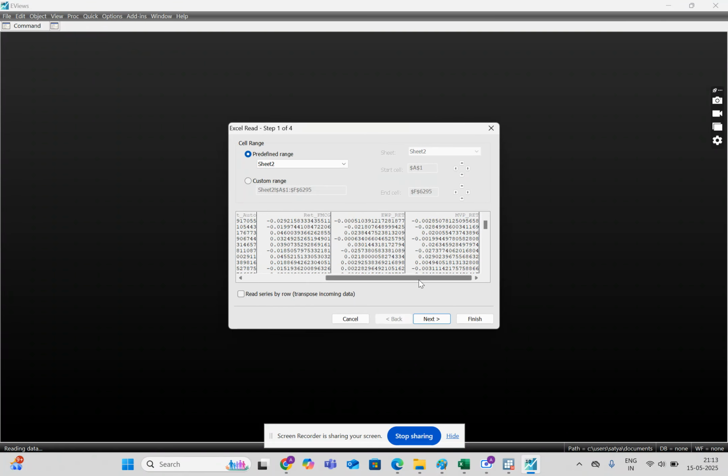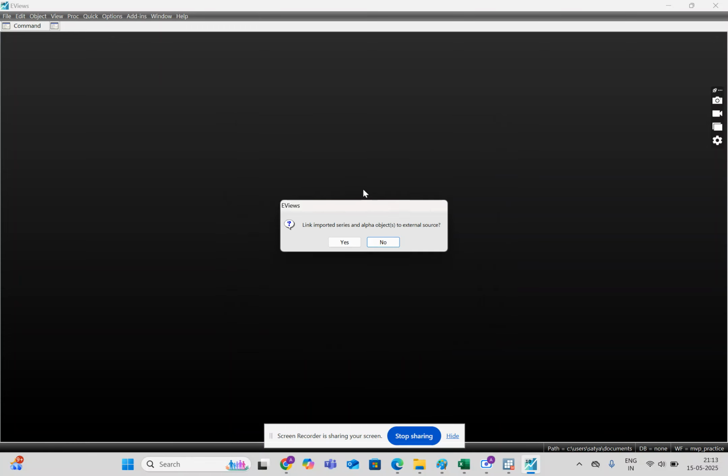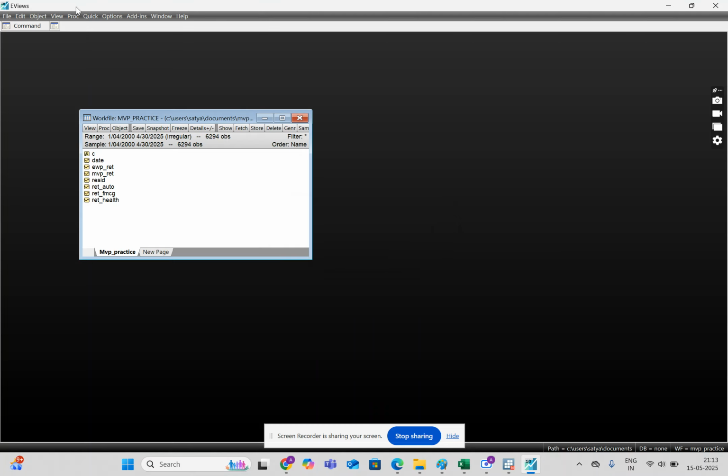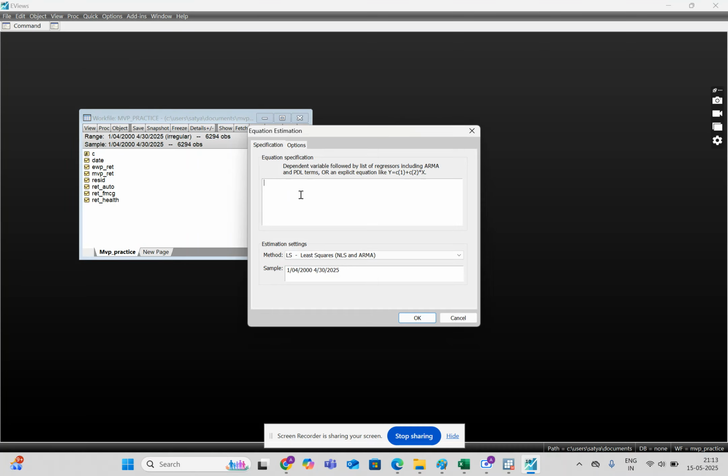Okay. So here we have the EWP return and the MVP return. So finish. Okay. Let us start with the model. So we go to Quick, we go to Estimate Equation. Let's first do it for the equally weighted portfolio.